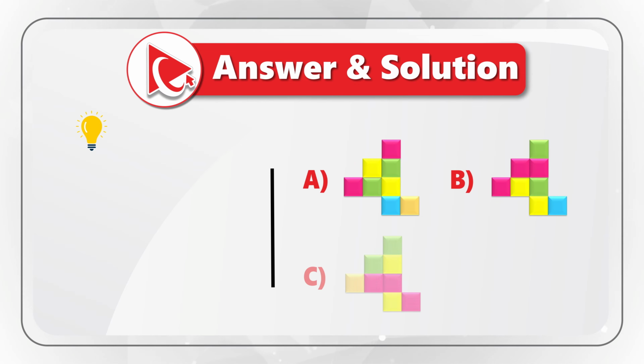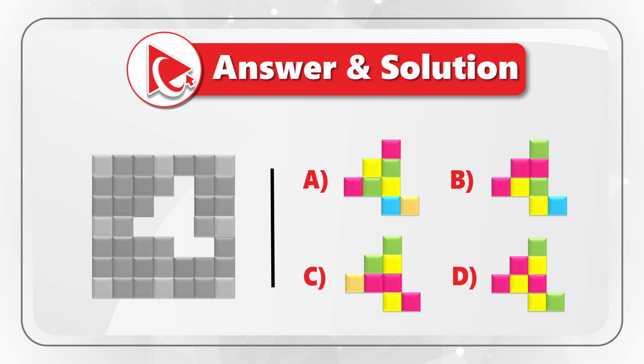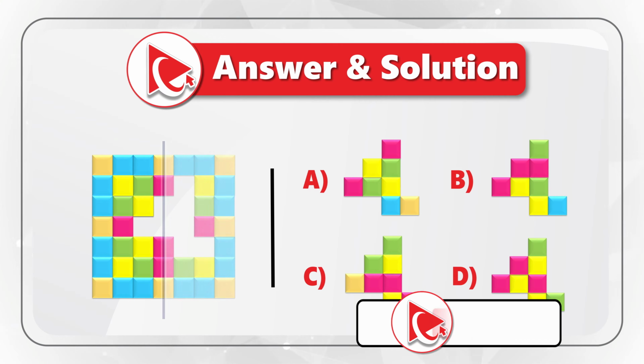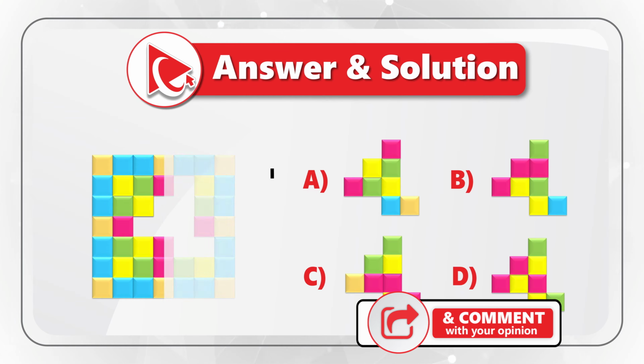What's interesting about this question is that all objects will fit into the gap, but not all combinations are symmetrical. Let me demonstrate this. Let's try choice A. As you can see, it fits perfectly. Let's try choice B, C, and D, and as you can see, they all fit into the gap. So to answer the question correctly, we need to understand what is symmetrical. And the definition of symmetrical objects or shapes is that they have identical halves that mirror each other. And if we operate using that definition, the only correct answer is choice D.